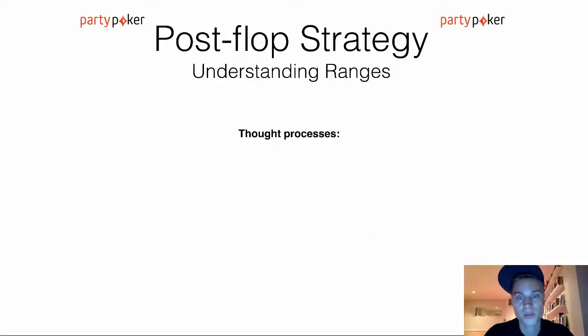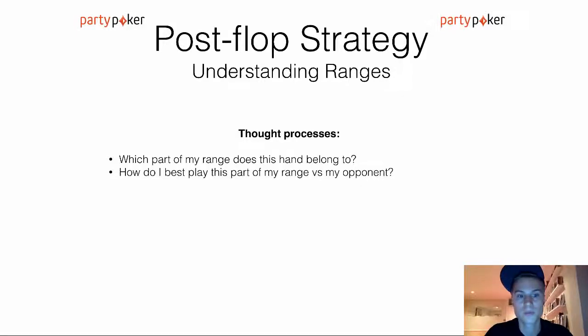Let's look at some thought processes for gameplay which can help you understand ranges quickly. First of all, it's good to think, which part of my range does this hand belong to? That will help you understand how to best play this part of my range versus this opponent. So if you're on the top of your range, you know, okay, this opponent is loose, he's passive, I want to get the money in here, I need to bet large and I need to bet three streets for value.